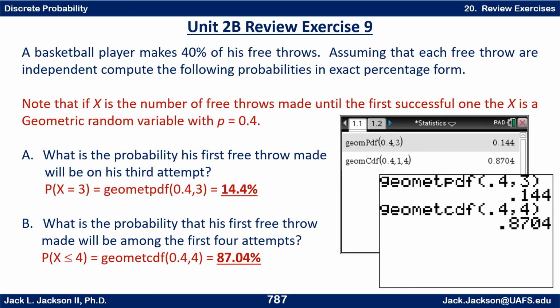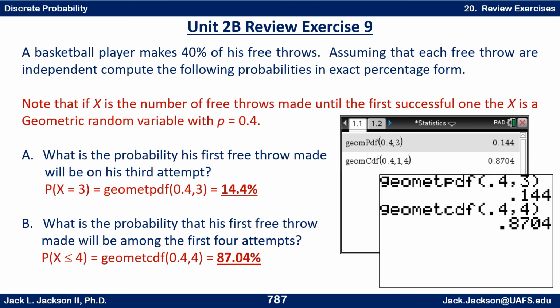Well, if you're doing success or failure, basket or not a basket, make the free throw or not, and then you do that until you get your first success, that's exactly what a geometric random variable is. So if x is the number of free throws until the first success, then x is a geometric random variable with p equals 0.4. So what's the probability that his first free throw made would be on the 3rd attempt? That's just geometric PDF of 0.4, 3. It's about 14.4%.